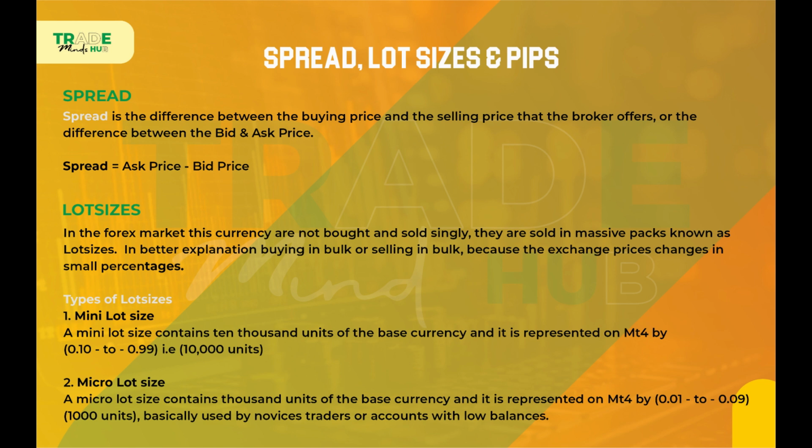So 0.01 to 0.09 is the micro lot size. And normally 1 micro is 1,000 units. So 0.02 is 2 micro, 0.03 is 3 micro, 0.04 is 4 micro, 0.05 is 5 micro, 0.06 is 6 micro.